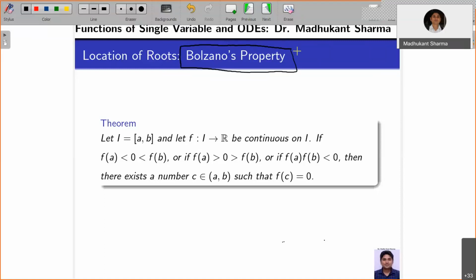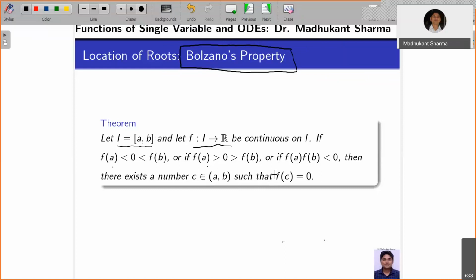Let I be an interval and f be a continuous function on the interval I. If you are able to locate values a and b such that f(a) times f(b) is less than 0, the product is less than 0, then you will always be able to find a point c inside the open interval (a, b) so that f(c) equals 0.